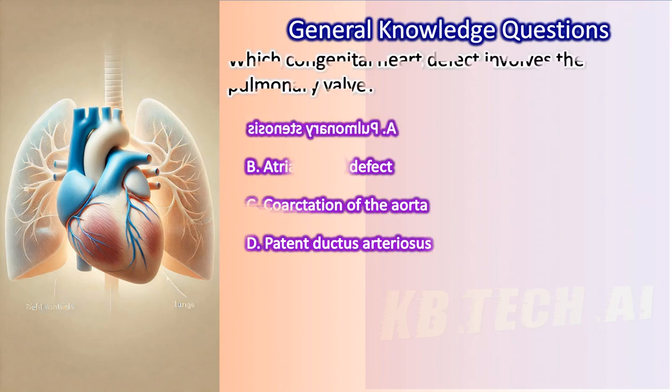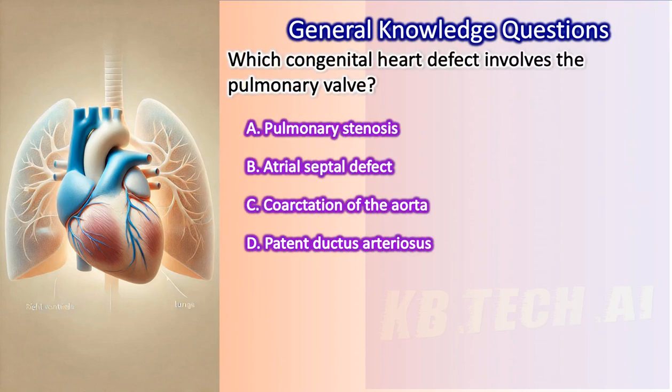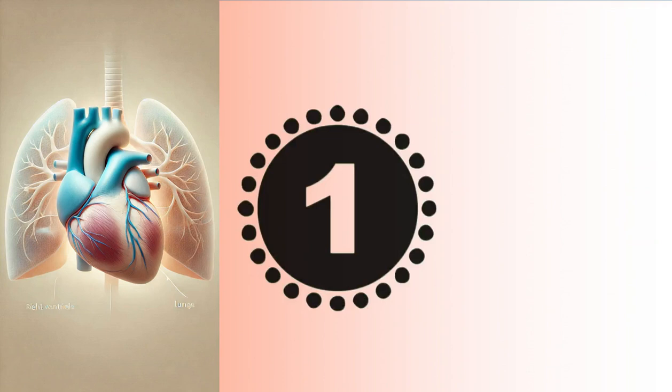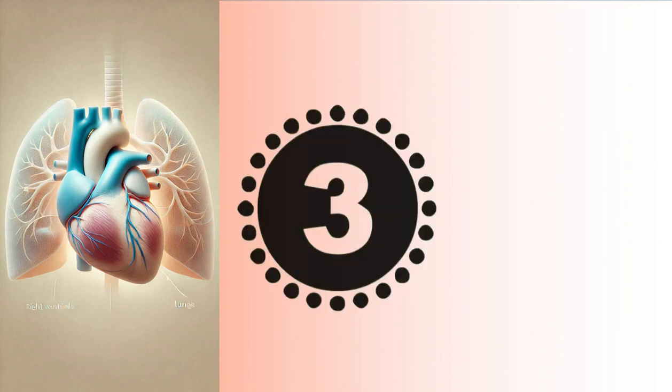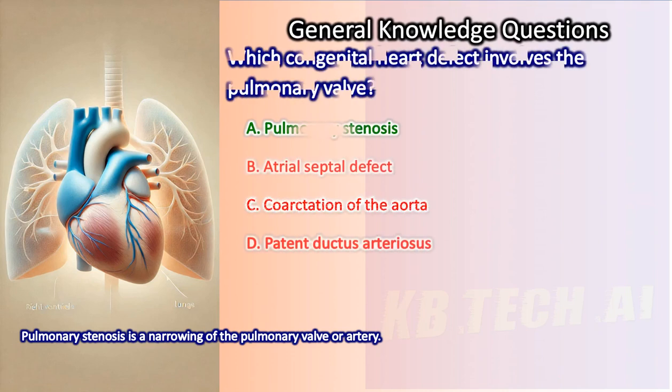Which congenital heart defect involves the pulmonary valve? Option 1, pulmonary stenosis. Option 2, atrial septal defect. Option 3, coarctation of the aorta. Option 4, patent ductus arteriosus. The answer is option 1, pulmonary stenosis.